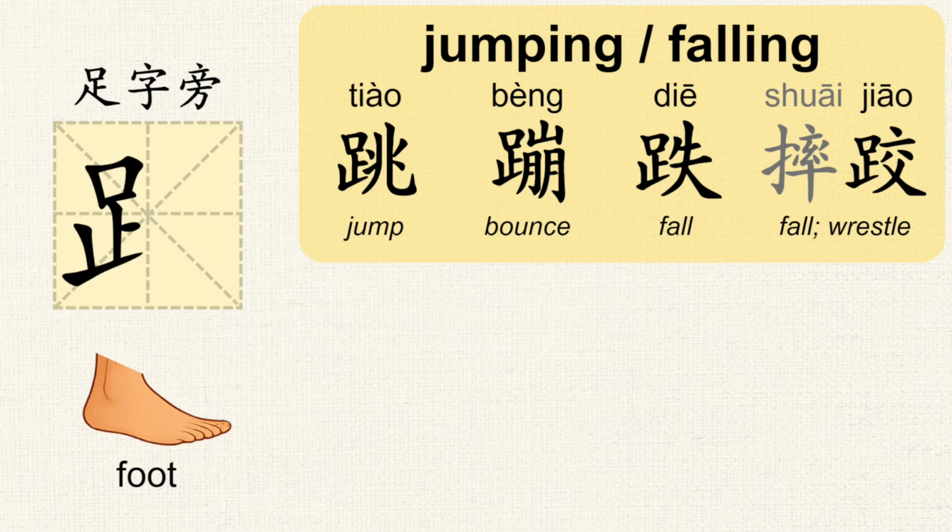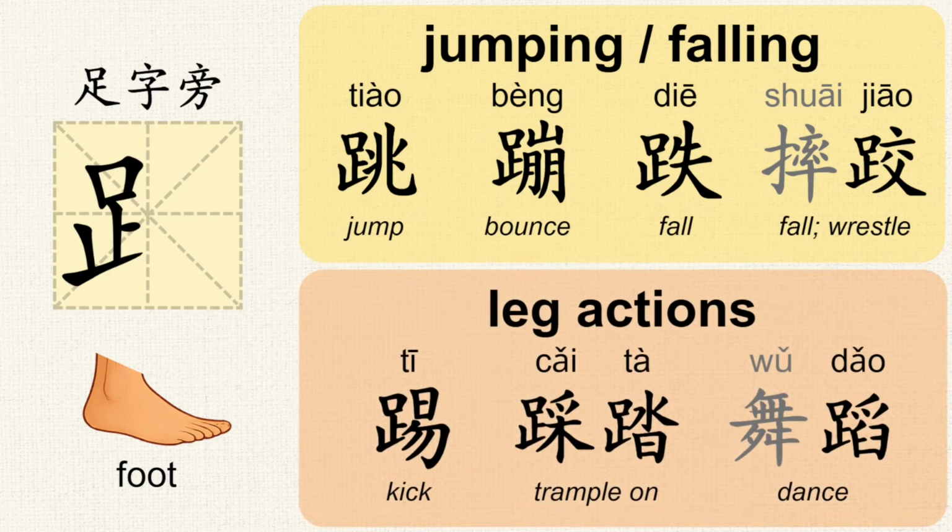跌 means to fall or to tumble, and 摔跤 means to trip and fall and can also refer to the wrestling sport. And some more things we can do with our legs are 踢 to kick, for example 踢足球 to kick a football. 踩踏 means to trample on something, and 舞蹈 means to dance. It's a more formal term than the everyday 跳舞, which also means dance.